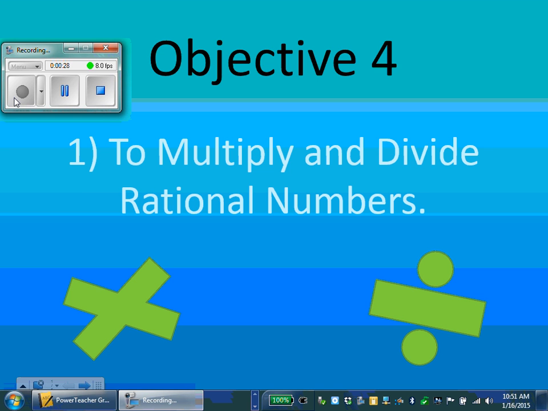But any number you can take and rewrite as a fraction. So we're going to be looking at mixed numbers. We're going to be looking at whole numbers. We're going to be looking at positives and negatives, integers and decimals.